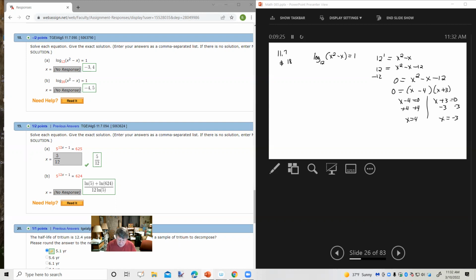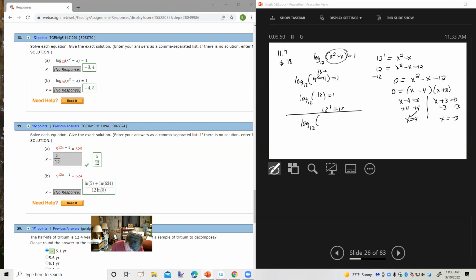Now keep in mind that this quantity can't be negative or 0, so let's check our work. If x is 4, we'd have log base 12 of 4 squared minus 4 equals 1. Log base 12 of 16 minus 4, which is 12, equals 1. So 12 to the 1 equals 12. That checks. Let's say x is -3.